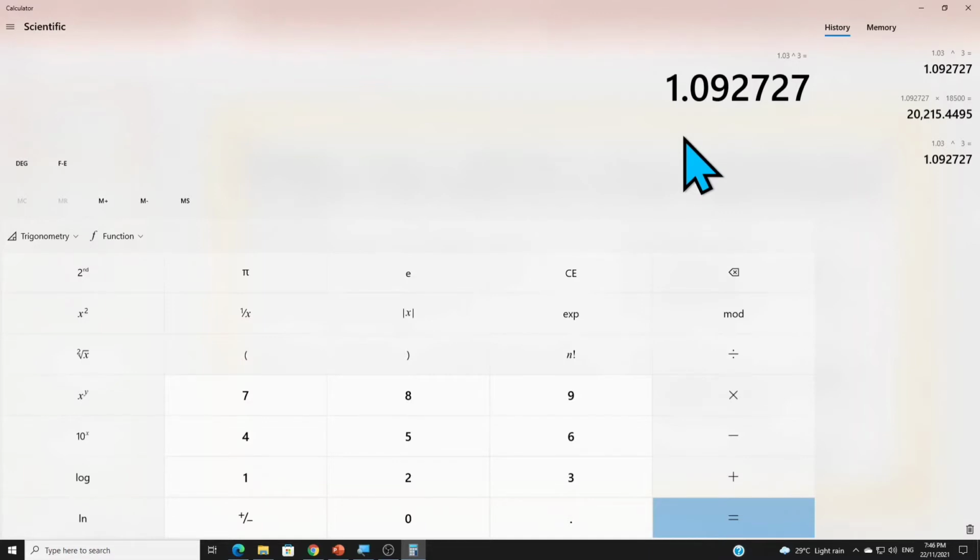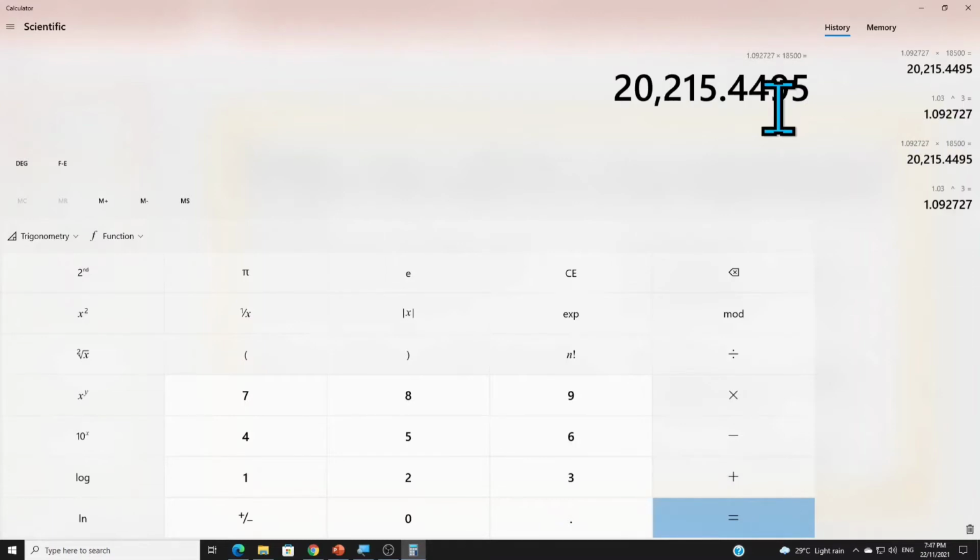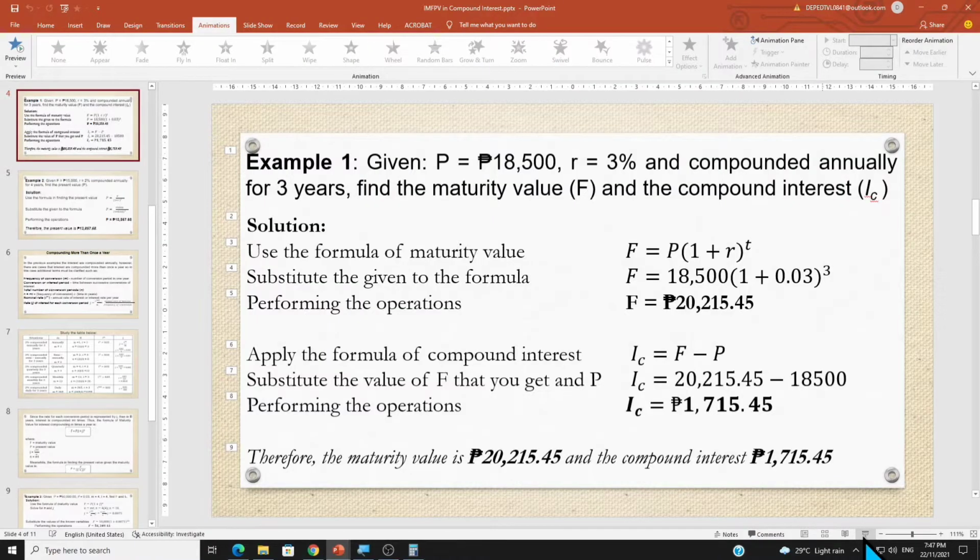So, raised to 3. And then, we get 1.092727. And then, after getting the cube of 1.03, imumultiply naman natin siya sa principal, which is 18,500. And then we get 20,215.4495. So, i-round up natin. You're going to round up the answer into 2 decimal places. So, it will become 20,215.45.